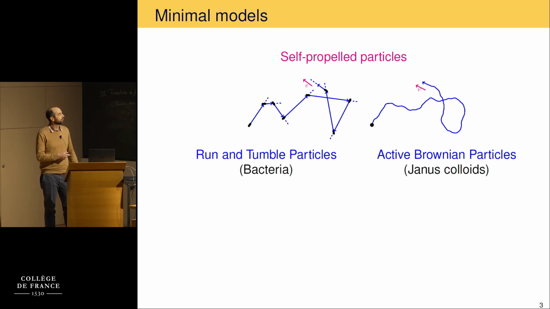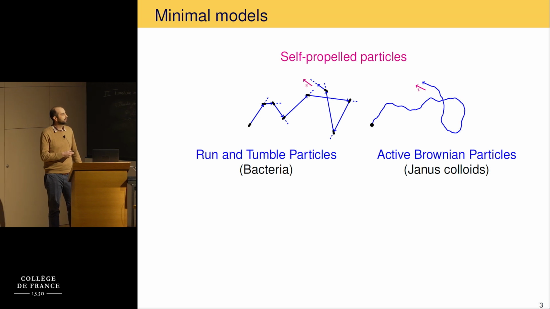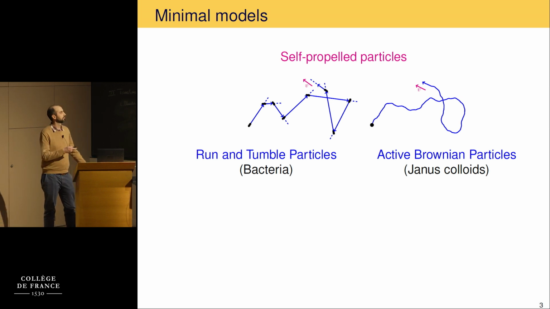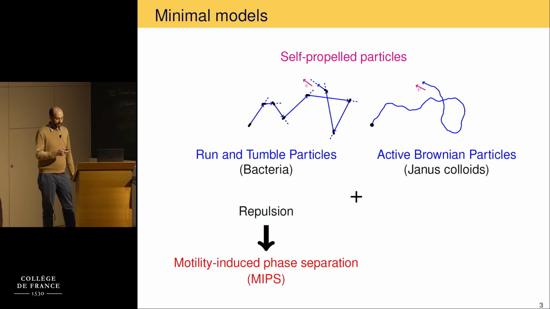So you can have run and tumble bacteria that move in straight lines. And then at some tumble event, they choose a new direction at random. So that's what bacteria like E. coli do. You can have active Brownian particles that move persistently but reorient with rotational diffusion. And self-propelled Janus colloids do this kind of trajectories. And then on top of that, I will add interaction.